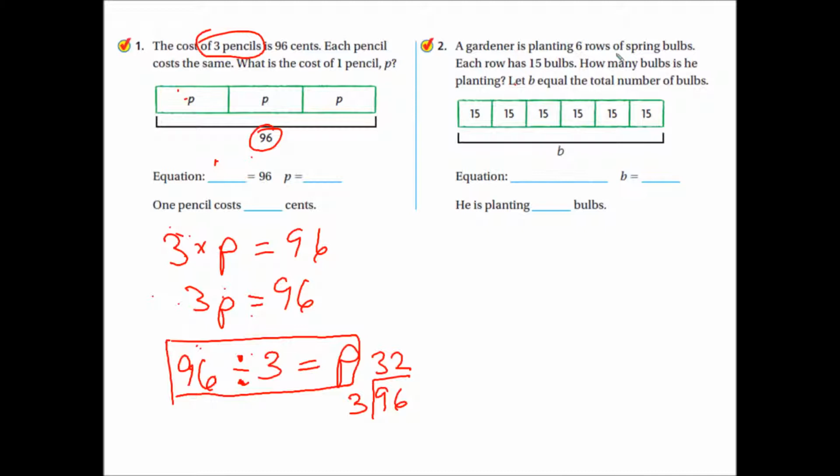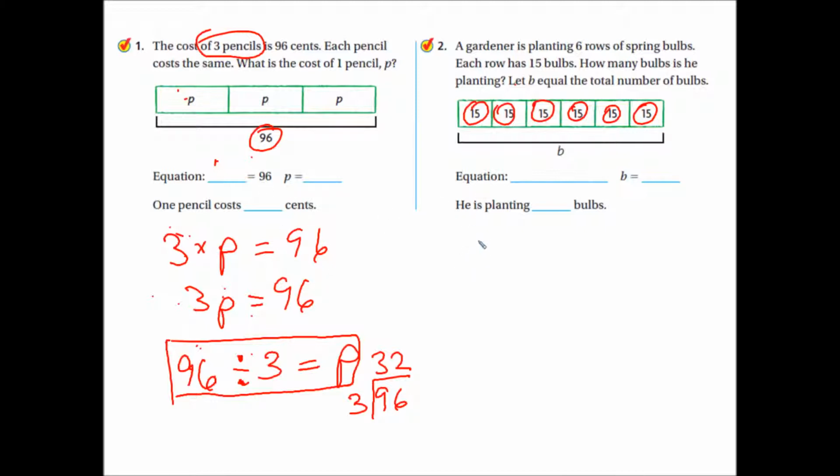Okay, well, let's look at this one. A gardener is planting 6 rows of spring bulbs. 1, 2, 3, 4, 5, 6. Each row has 15 bulbs. We can see they wrote that in for us. How many bulbs is he planting? Total. So we don't know the total. Let B equal the total number of bulbs.